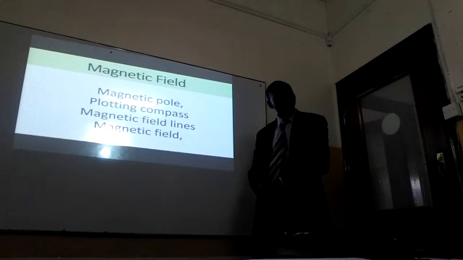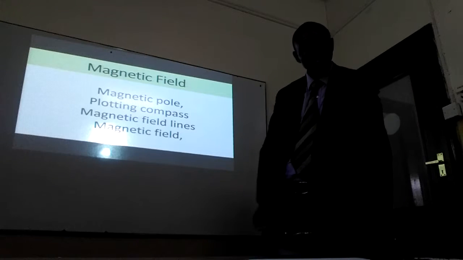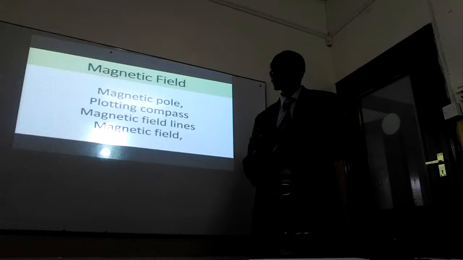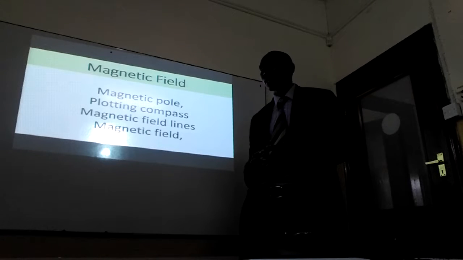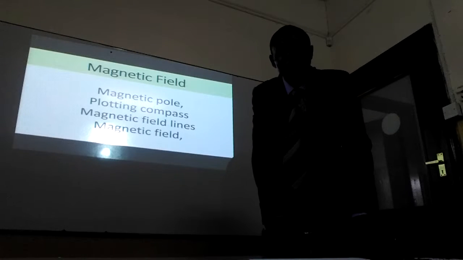The magnetic field is formed with lines. But what do we say? We have a magnetic field, we have an electrostatic field, we have a gravitational field. So what do you think a magnetic field is?